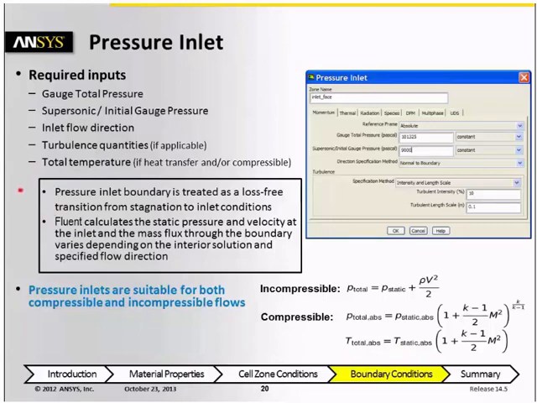The idea of a pressure inlet boundary is that it represents a loss-free transition from the stagnation properties of total temperature and total pressure to the actual conditions at the inlet. In Fluent, the static pressure and velocity are calculated at the inlet, and the mass flux through the boundary varies depending on the interior solution and the specified flow direction. Pressure inlets can be used for both compressible and for incompressible flows.